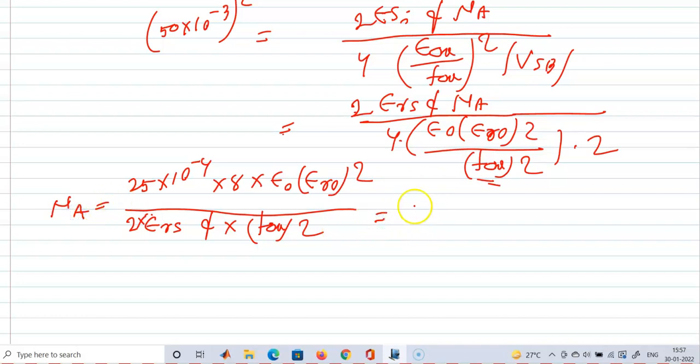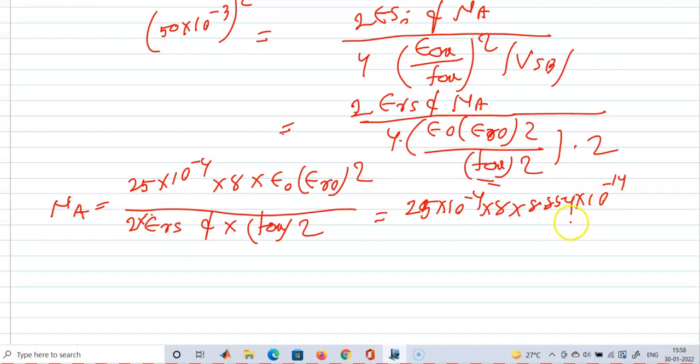So now put it all together: 25 into 10 to the power minus 4 into 8. Epsilon naught has been given as 8.854 into 10 to the power minus 12 farad per meter. But here every calculation is in centimeters, so you have to convert. Always remember that for the device, centimeter to the power minus 3 is used for concentration. So 8.854 into 10 to the power minus 14 farad per centimeter, right?